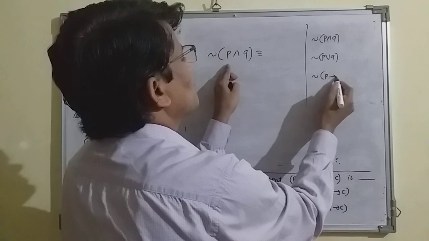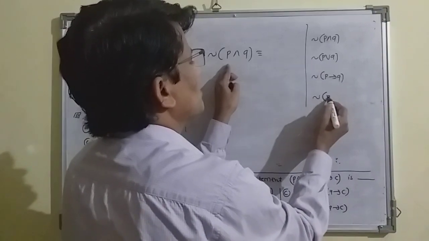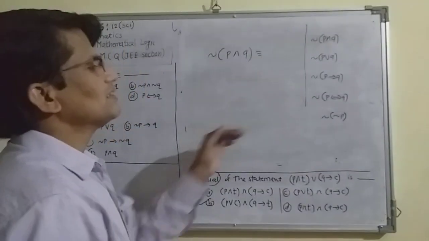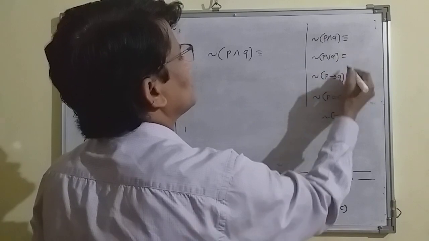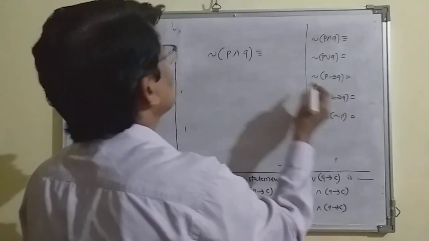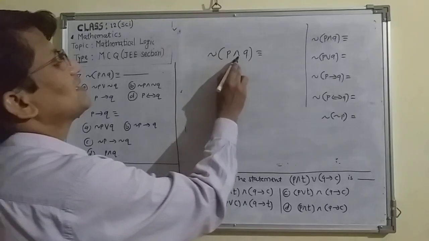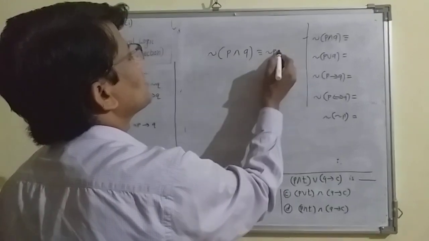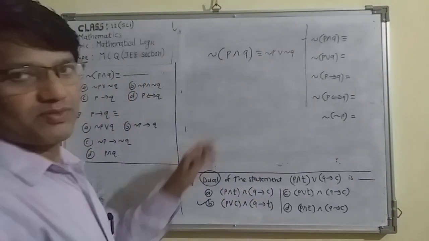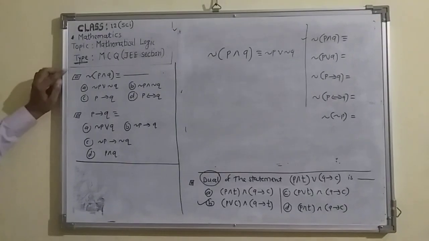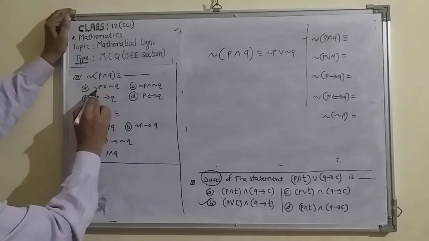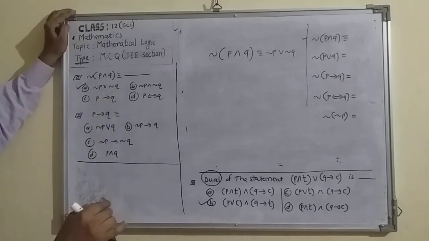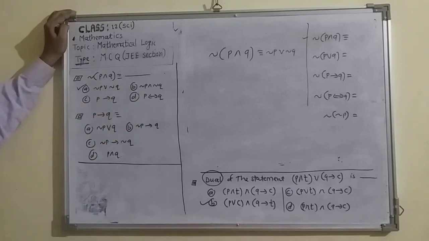Negation of P implies Q, negation of P double implies Q, and negation of negation. These types of rules we have already seen in the last videos. Now see here, negation of P and Q. What is the first rule? Negation of P, instead of and use here or, negation of Q. Just observe whether it is in the options. First option, negation P or negation Q. Yes, option A is correct, so no need to check the other options.